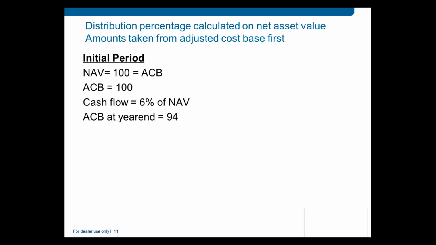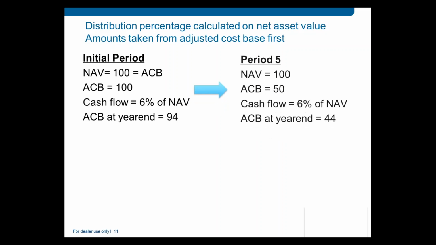The cash flow in this particular example will be 6%, and typically when you're looking at a Series T mutual fund, the general numbers are 6% or 8%, although some companies may have different percentages. So the cash flow would represent 6% of the net asset value. And after distributing 6% of the net asset value, or 6% of 100, the adjusted cost base at the end of the year would be $94.